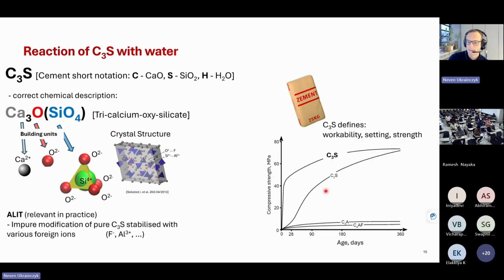That's why we need gypsum or sulfates, so that we can control this reaction and slow it down. But they also contribute a little bit to the strength. So this is also good.